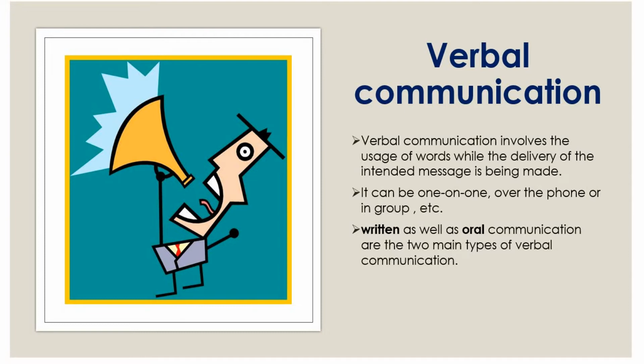What do you mean by it? Verbal communication involves the usage of words while the delivery of the intended message is being made. It can be one-to-one, over the phone or in a group. Examples of verbal communication are video conferencing and face-to-face communication. Written as well as oral communication are the two main points of verbal communication.